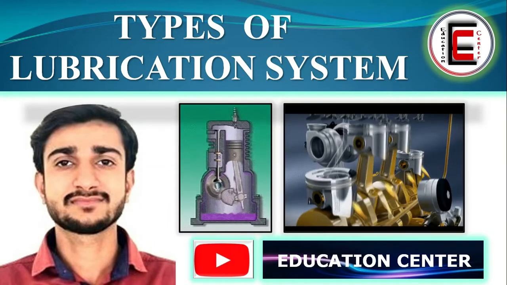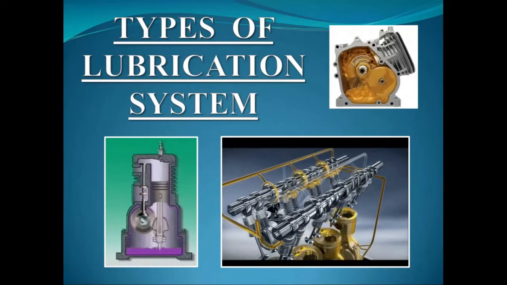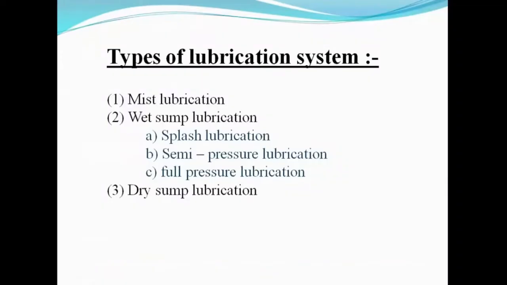In this video, I will discuss types of lubrication system used in internal combustion engine. There are mainly three types of lubrication system: mist lubrication system, wet sump lubrication system, and dry sump lubrication system. Wet sump is also divided in three parts: splash lubrication system, semi pressure lubrication system, and full pressure lubrication system.